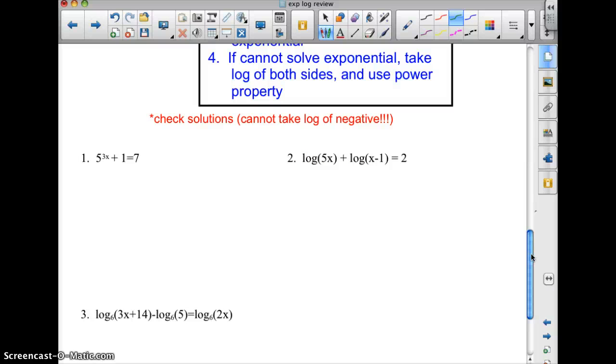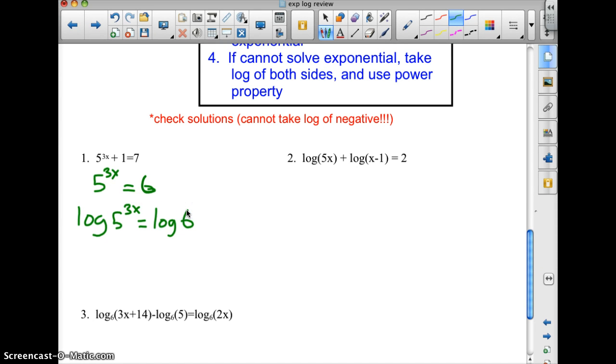I have 5 to the 3x plus 1 equals 7. So the first thing I want to do, just like all other problems in this class, is get the weirdest looking thing alone. So the weirdest looking thing in this problem is 5 to the 3x. So I'm going to subtract 1 from both sides. That's pretty basic, right? 5 to the 3x equals 6. All right, and now, these are obviously not like bases, and I could let y1 equal one side and y2 equal the other, but let's say it said only an algebraic solution will be accepted.